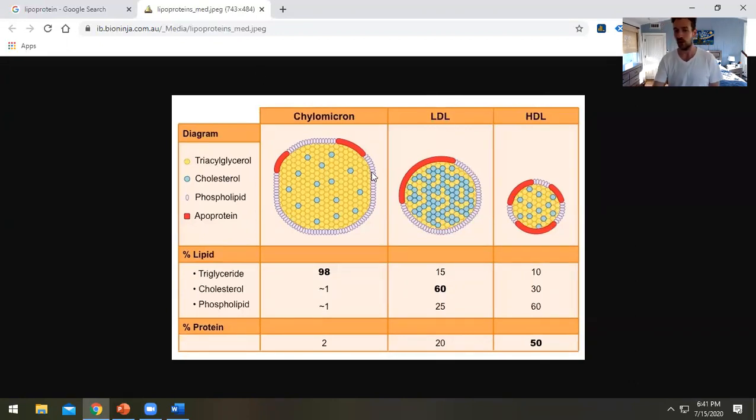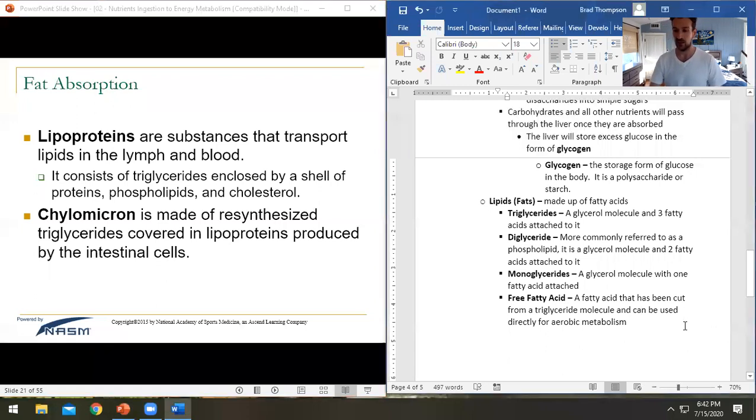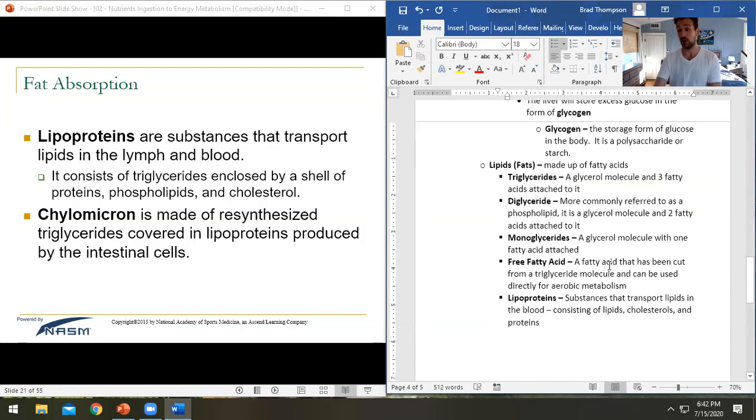And this is part of your total cholesterol. You don't have to worry about this. But these guys right here are kind of the two key players. So when we talk about what a lipoprotein is, lipoproteins are substances that transport lipids in the blood, consisting of lipids, cholesterols, and proteins, okay? So you have special proteins that you are going to find in fats.